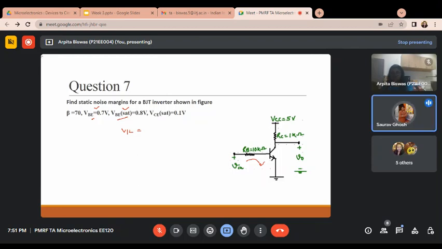Ma'am, actually this type of question was given in our NPTEL assignment in week 3, but there only the VBE value was given. So that's why in that case the VIL was directly coming as 0.7. But as VBE active and VBE saturation, both the values are given, so separate calculations are required in this one. Yes, Kavya.